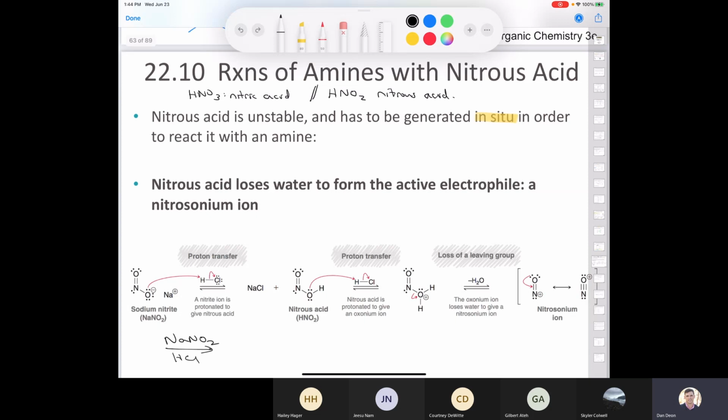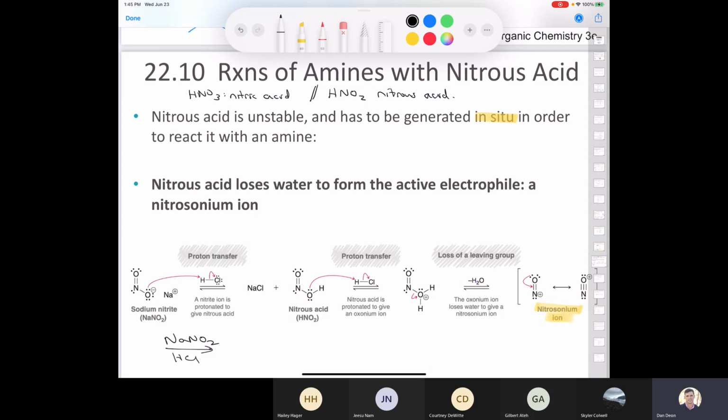But again, nitrous acid is unstable, and so it undergoes another proton transfer and loss of water as a leaving group to make this cool ion, which is a nitrosonium ion. So not only do you need to know what a nitronium ion is, we learned about that when we talked about nitration, but now you've got the nitrosonium ion. So the nitronium ion and the nitrosonium ion.